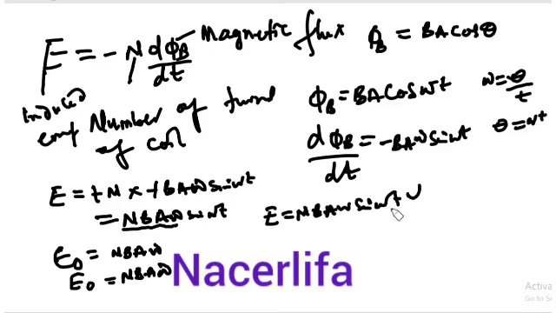So this is the induced EMF for a rotating coil producing electrical energy as a result of changing magnetic field lines. And this is the peak EMF, which we are interested in, for a rotating coil producing electrical energy as a result of changing magnetic field lines. We shall be making use of this in our next video to solve a problem that illustrates this.